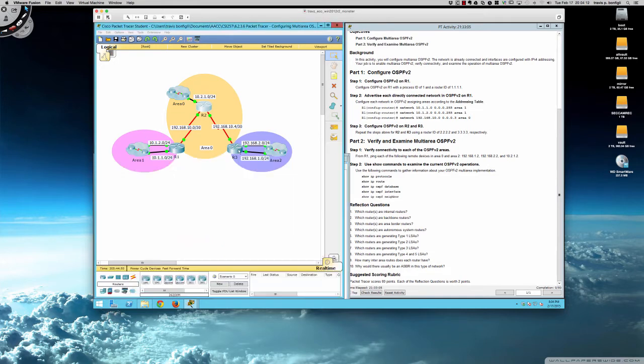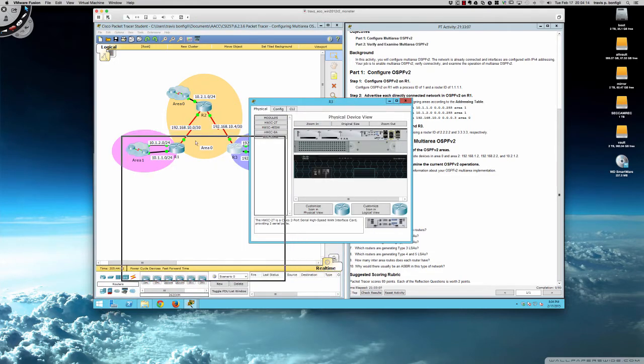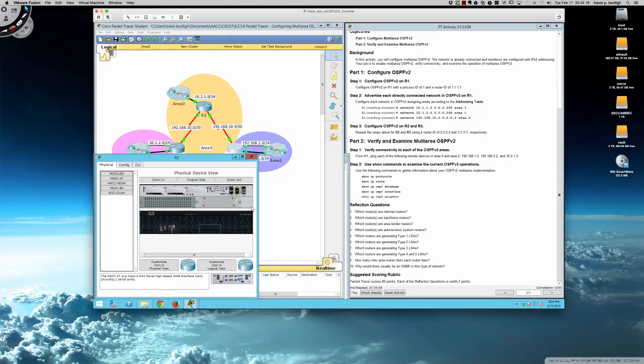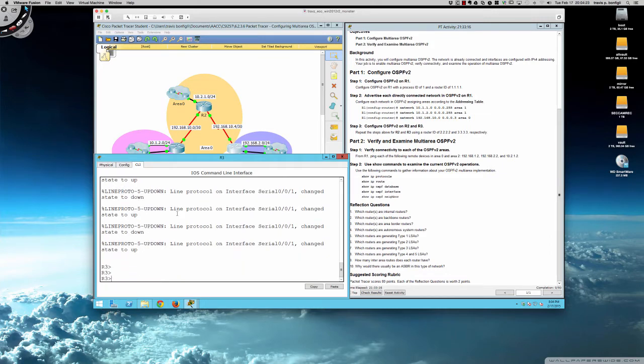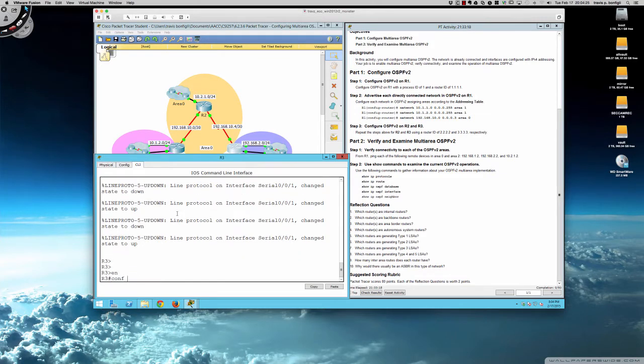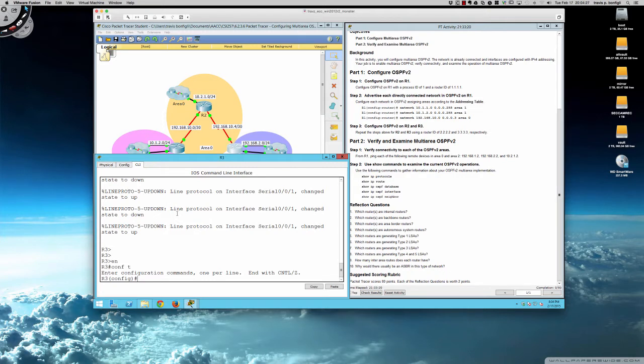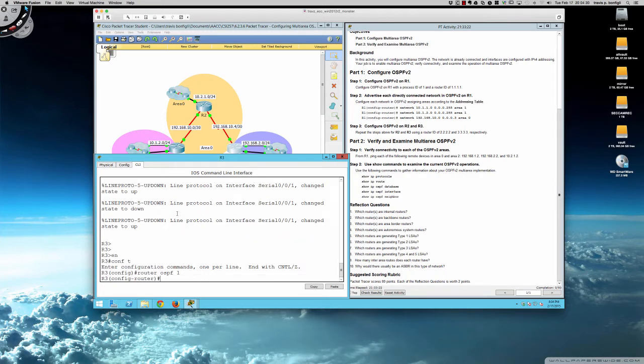So let's go ahead and hop onto router 3 here and round out our configuration tasks with router 3. Again, we go from user exec to privilege exec into global config, and we're going to say router ospf 1.